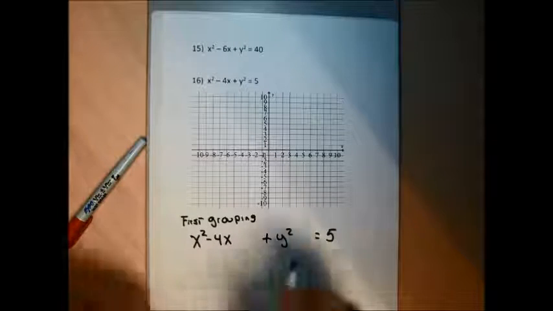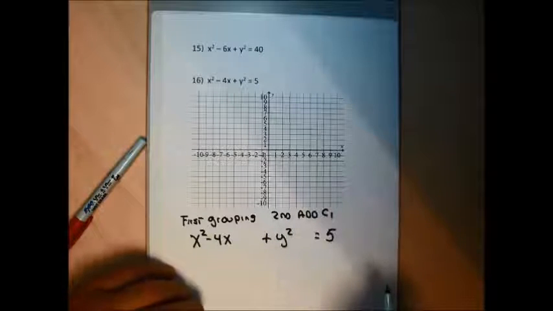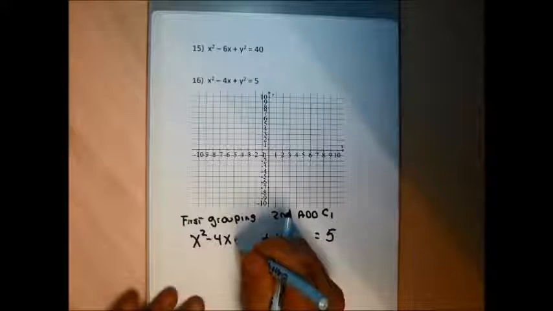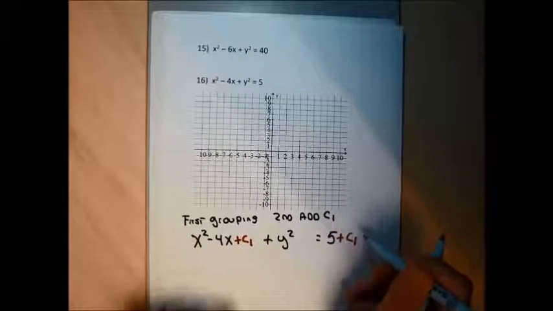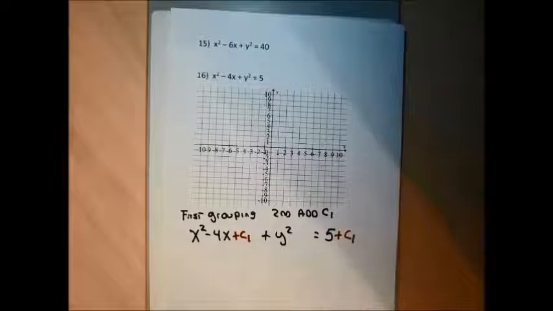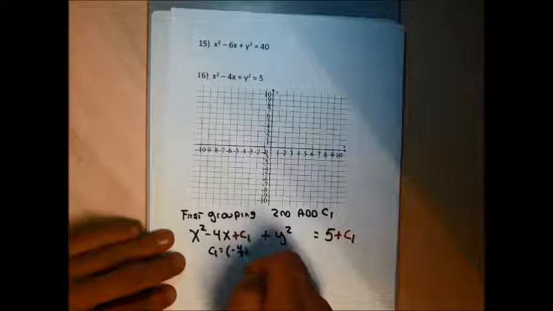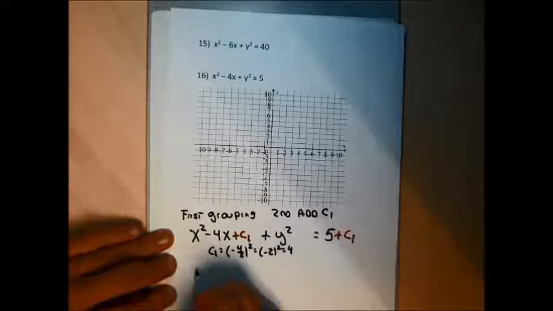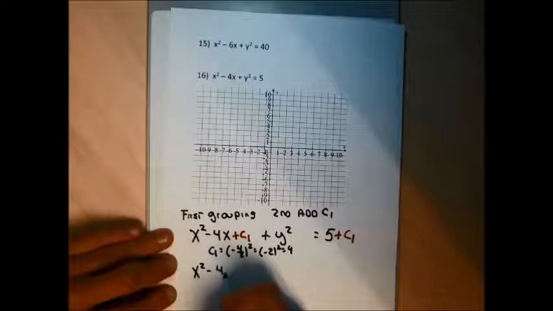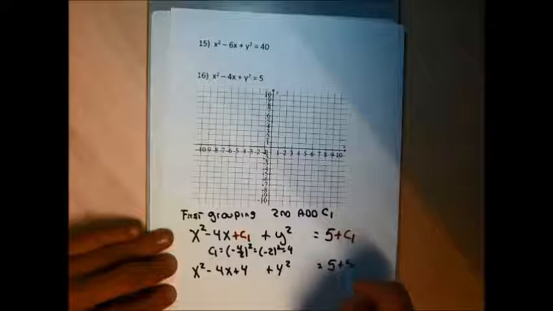And then I'm going to add, in this case, just C1, because there's only one y term, and I don't need to fix up the y's. I need to fix up the x's because there's 2 x's. When there's only a single letter being squared, its center is going to have a 0. And then my C1 is going to be half of negative 4 squared. That's going to be negative 2 squared, which is positive 4. So I'm going to rewrite this as x squared minus 4x plus 4 plus y squared equals 5 plus 4.